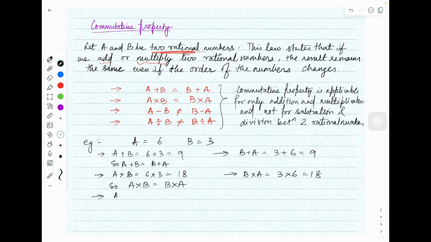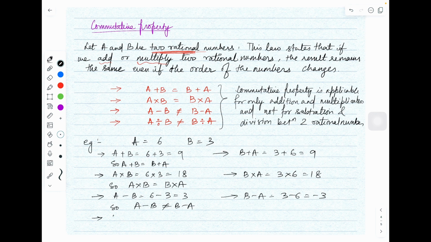Third, a minus b equals 6 minus 3 equals 3. b minus a equals 3 minus 6 equals minus 3. So a minus b is not equal to b minus a. See, you are getting 9 here, so equal. 18 is equal. Addition and multiplication, both are equal. But in subtraction, in one you are getting 3, in the other you are getting minus 3. So both are not equal.